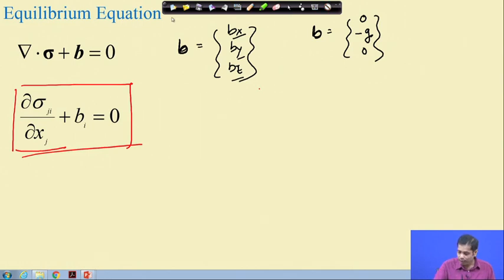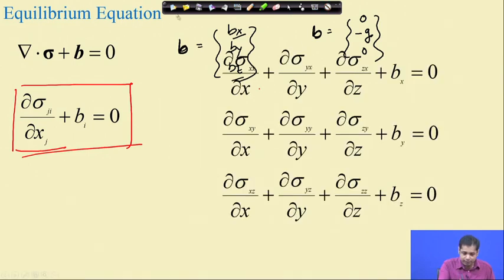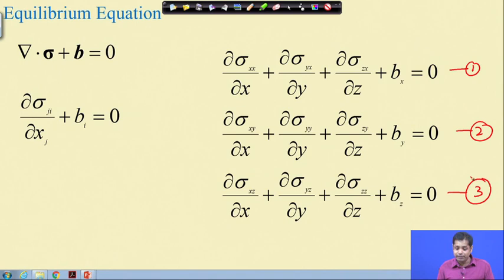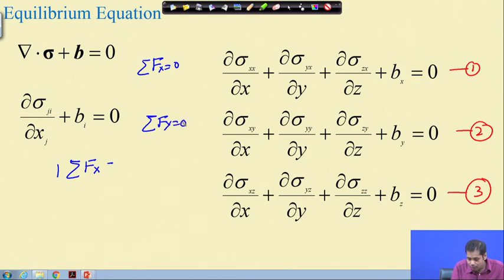Okay. Now, if I expand this equilibrium equation, written in indicial form, if I write i, j in terms of x, y, z and so on, these are the three equations we get. This is equation number 1, equation number 2 and equation number 3. The equilibrium equations are: the summation of force in x direction is equal to 0, the summation of force in y direction is equal to 0, and the summation of force in z direction is equal to 0.